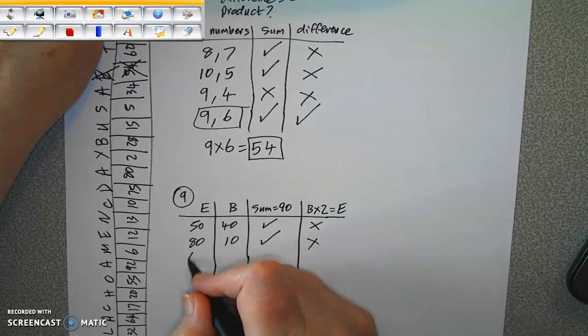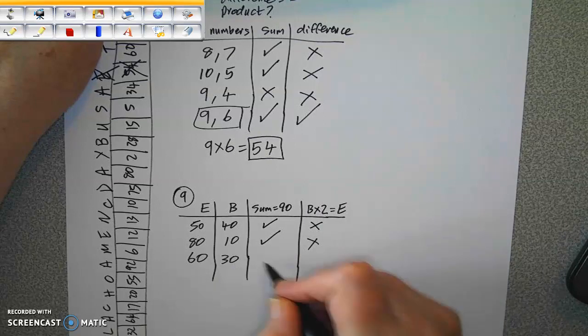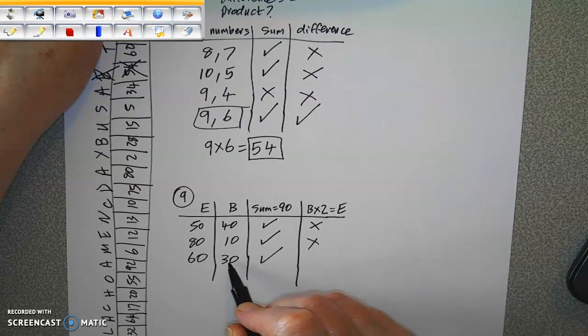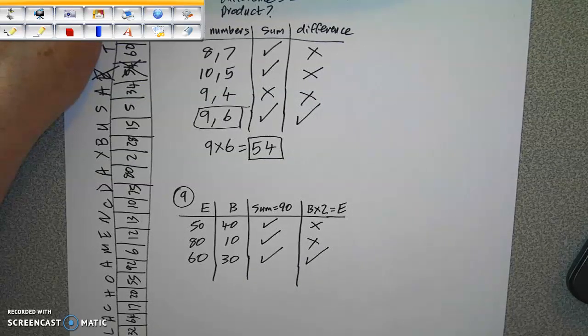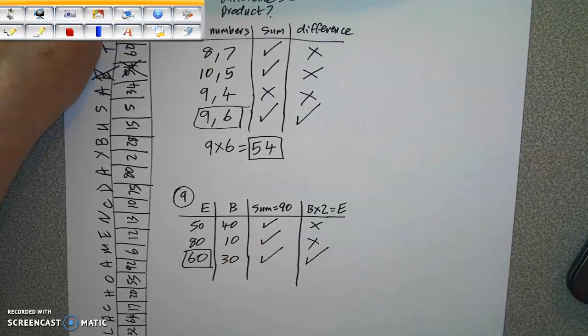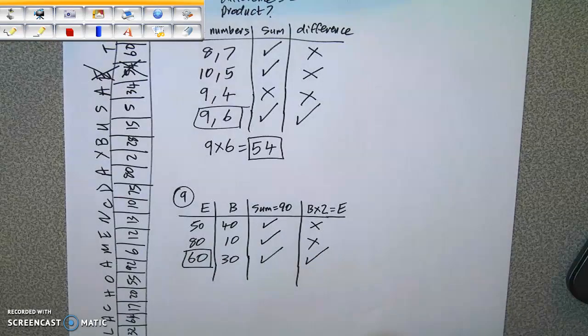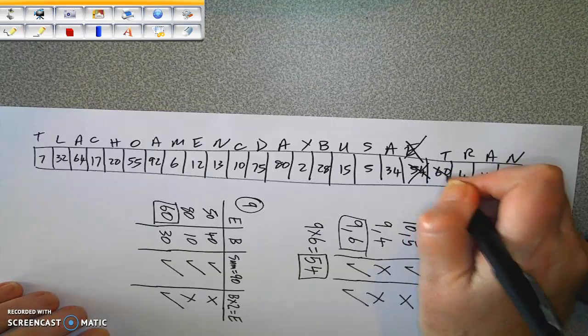Let's do 60 and 30. They add to 90. If I take Bart's number, which is 30, and multiply it by 2, I do get 60. Yes, those are the two numbers. Now, the question they asked me was, how many stickers does Ernie have? 60 is the answer. So we are looking for 60 in here. Have a look across, and it's right here.